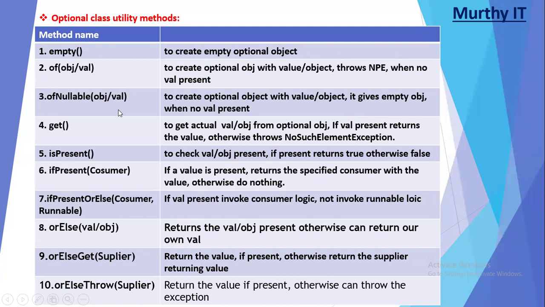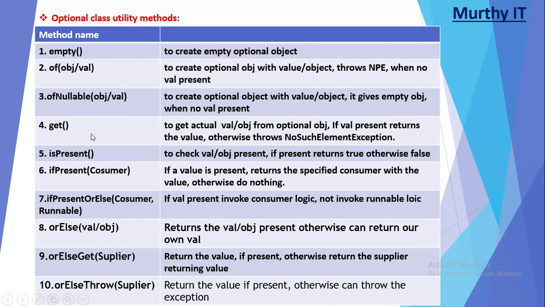The of and ofNullable methods have the same purpose, only to create an Optional object with a provided value or object. When the value we are passing is not present, the of method throws the NullPointerException, but ofNullable returns the empty object when no value is present. If the value is null, the of method throws the NullPointerException; ofNullable won't throw it. These three are the static methods in the Optional class.